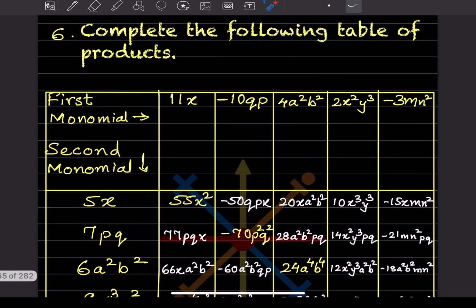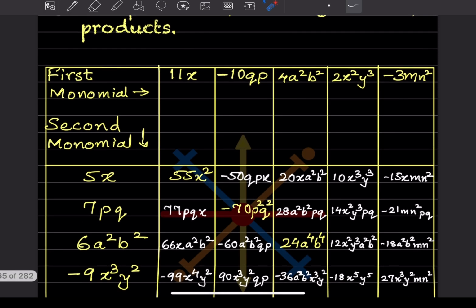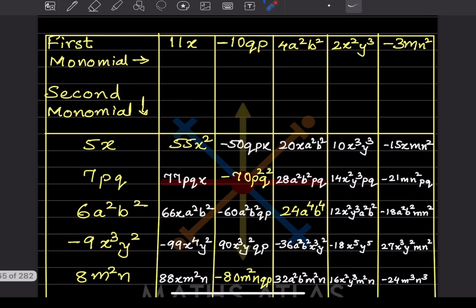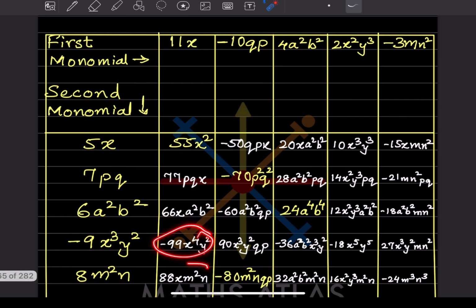Here complete the following table of products. Now see here, whatever is written in yellow is already given, and these are the blanks. These were the blanks, I can say, which are written in white. Now see here, this is already given. So now what you have to do? You will go this way.